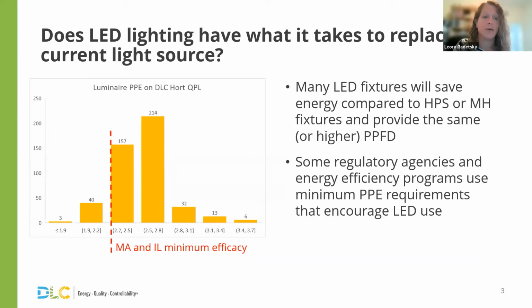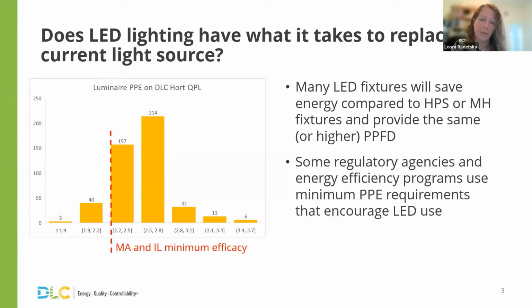This graph shows you, binned by efficacy, the number of products in each efficacy bin on the x-axis. We have less than 1.9 micromoles per joule, very few products on the QPL. Right now, that's our minimum threshold. Quite a few products under 2.2, and then the sky's the limit, right? You can see that we've got 150 products that are between 2.2 and 2.5 micromoles per joule, over 200 products up to 2.8 micromoles per joule, and then we even have 50 or so products above 2.8 micromoles per joule. And this number is increasing all of the time.